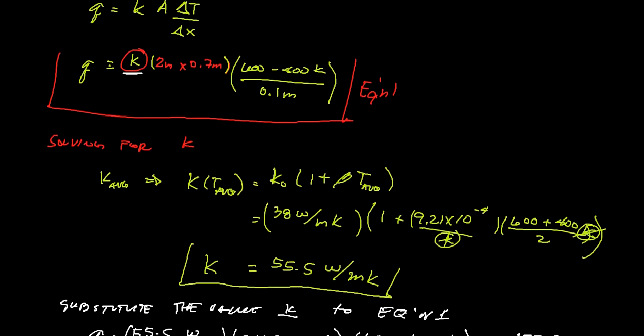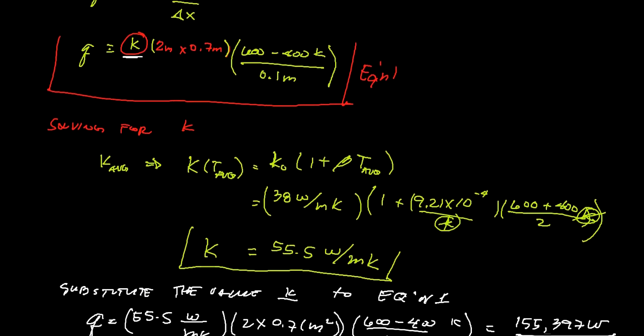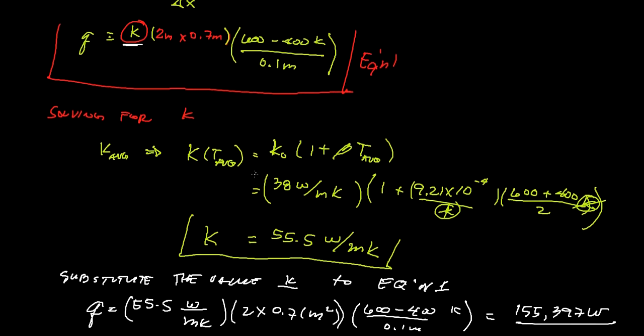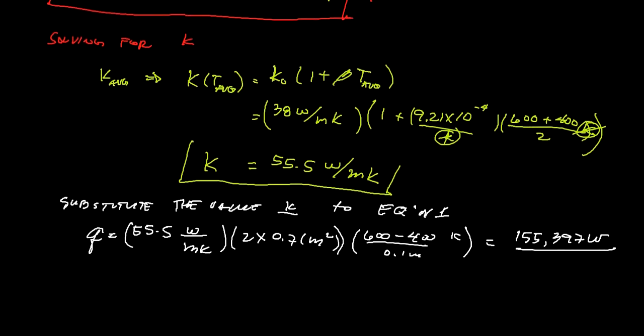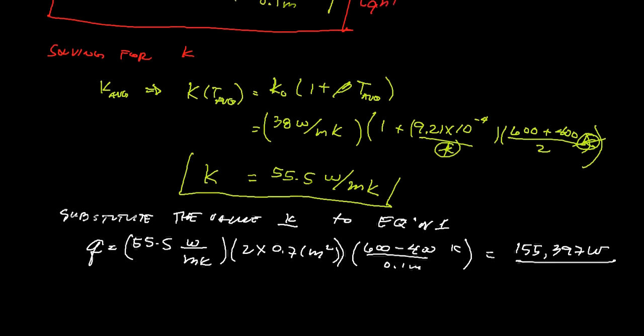To solve for K, we use the given function. Then we come up with the value of our K, and we substitute it to find the value of our Q.